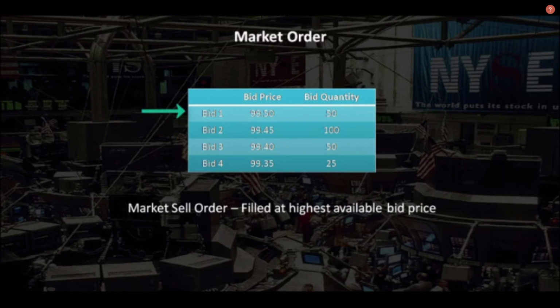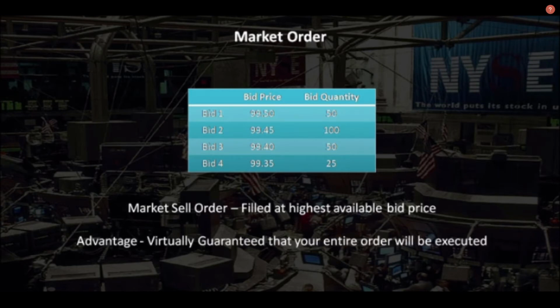If you enter a market sell order, then it is filled at the highest available bid price. If the quantity available at the bid price is not sufficient to fill the order, then the remaining quantity is filled at the next highest bid. If the quantity at the next highest bid is also not sufficient, then the next highest bid is hit. This goes on till you get a fill for your entire quantity. So in case of a market order, it is possible that you get fills at different prices depending on the quantity available at various prices in the market.